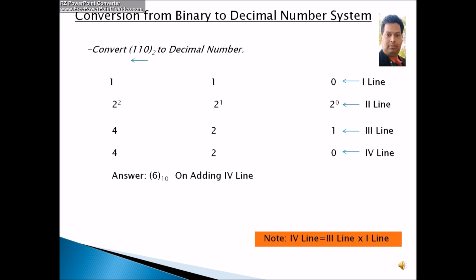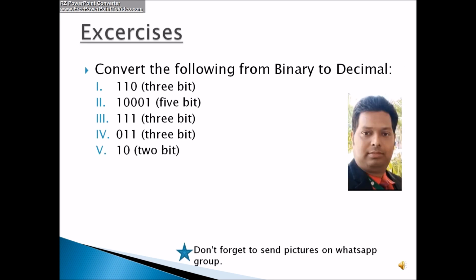Now in this slide we will talk about exercises. The first exercise is converting from binary to decimal. Now you can see the first one is 110. It's a 3-bit binary number. Now you know that the 3-bit binary number has been solved and clearly explained to you in the previous slide. Now you can do it on your own.